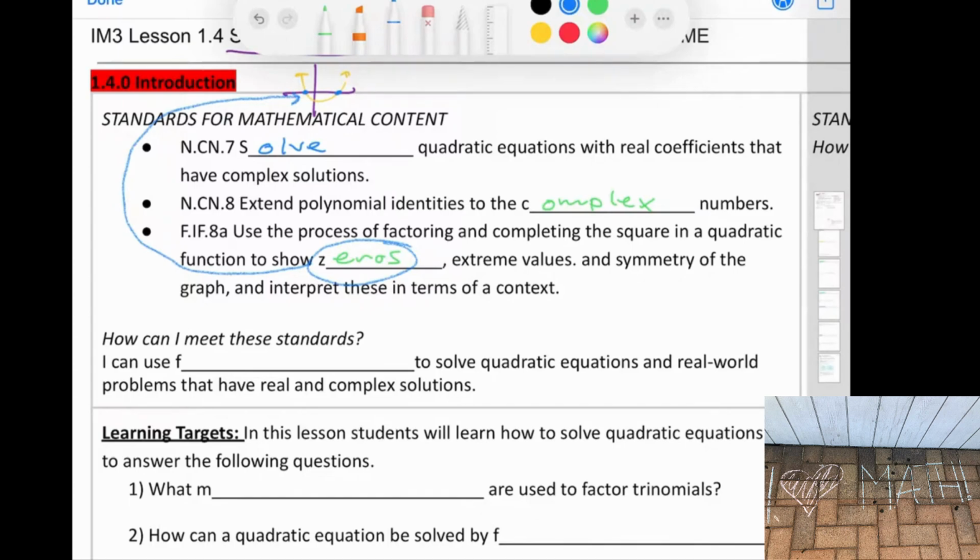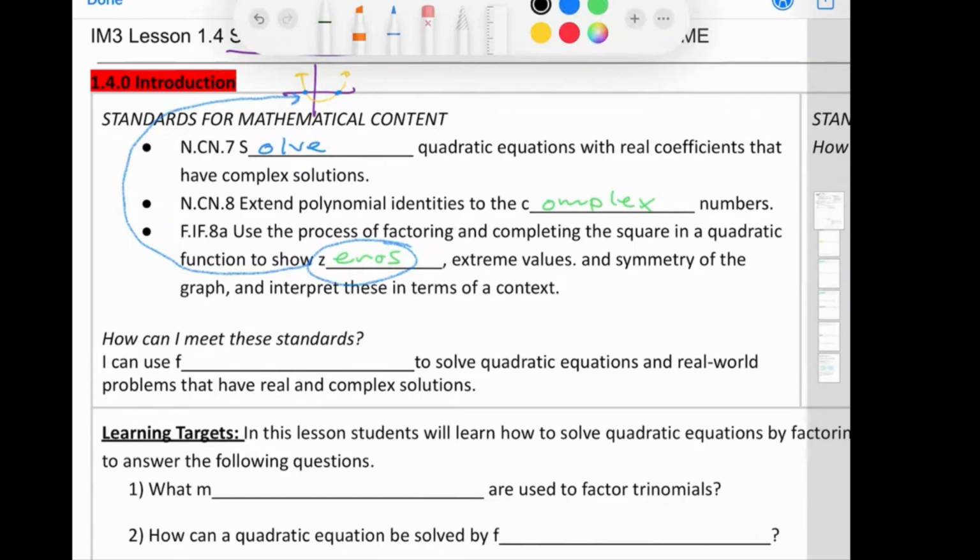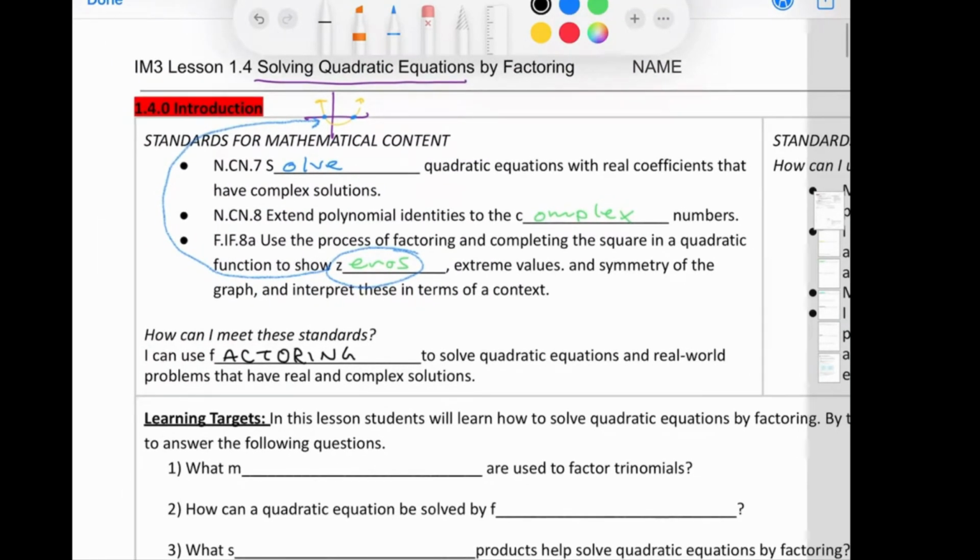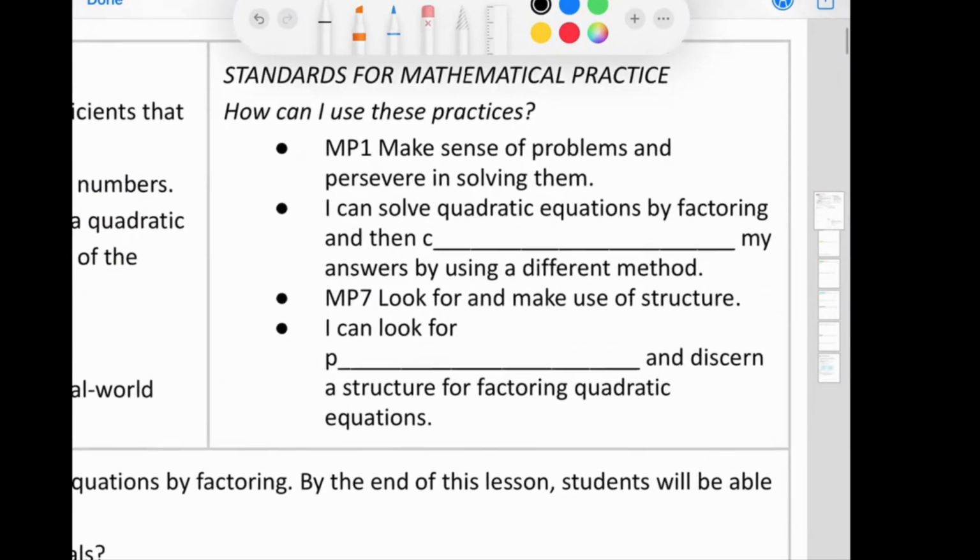Well, how can you meet these standards? I can use factoring to solve quadratic equations and real-world problems that have real and complex solutions. Okay, let's go on to this next part called Standards of Mathematical Practice. How can I use these practices?